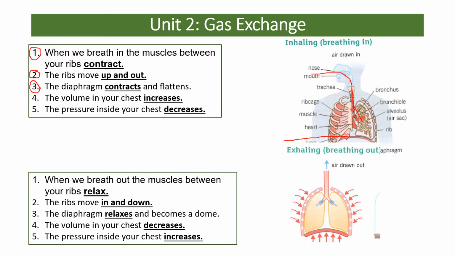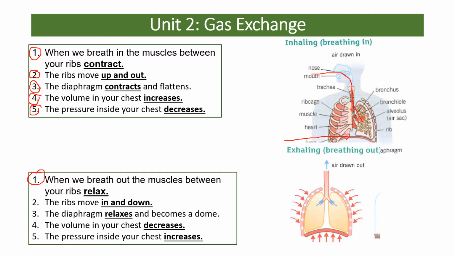This causes the volume in your thoracic cavity or your chest to increase, and therefore the pressure decreases and air is pushed into the mouth because the pressure is lower than that of the atmosphere. When you breathe out, your muscles relax, so they do the exact opposite from what we've just said for most of these parts now. So if you learn one, you've automatically got the other one.